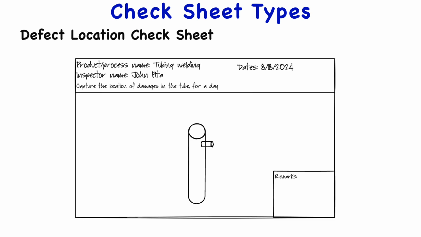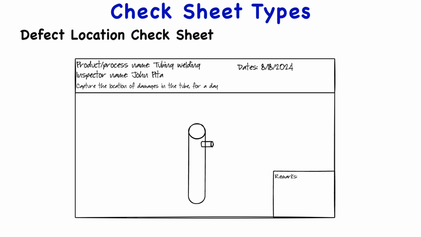Defect location check sheet. This type of check sheet is useful when external defects such as scratches, damages, spots of dirt are found on products. This kind of check sheet is also known as a concentration diagram. For example, this is a check sheet of damages on a radiator tubing. The period is 1 day.